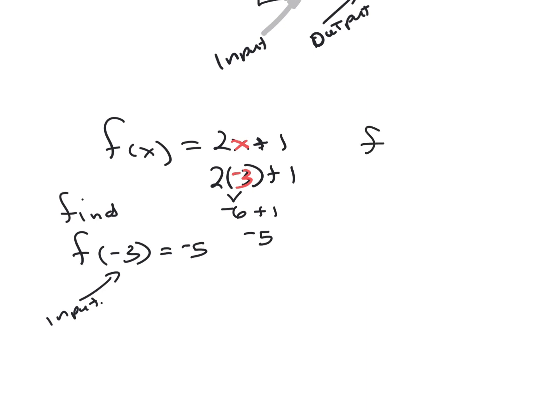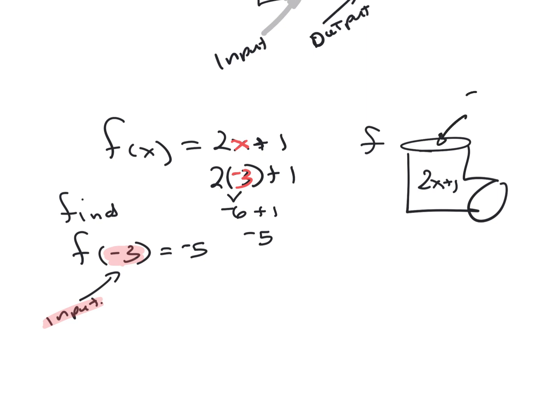So again, it might help you to draw the picture if it helps you, right? The rule was 2x plus 1. They asked you to plug in -3 into the f function. That's what that means. That's your input. So when we plugged in -3 into the function, that was 2 times -3 plus 1. That turns out to give you a -6 plus 1, which is a -5 out. So it's about the input and the output.